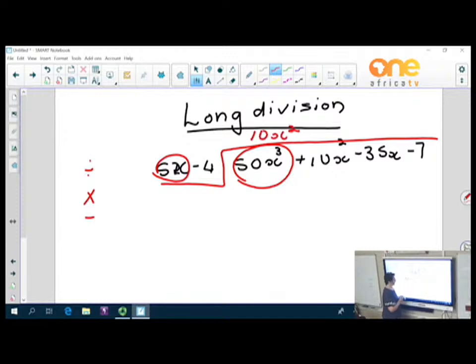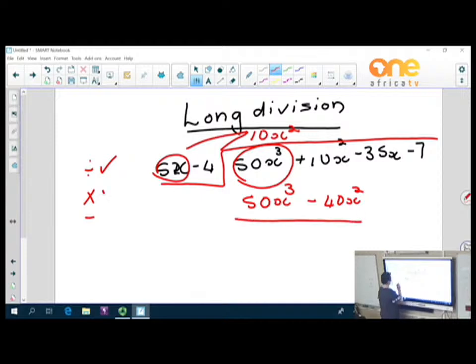Remember, you divide there. Then we multiply with each one. So that gives us 50x to the power of 3, and then with the second term, negative 40x squared. So we multiplied. Now we want to subtract, and that means we change the second signs and add. This one eliminates. 10 plus 40 gives me 50x squared, and I bring down the next one, negative 35x. So now I'm going to divide again.